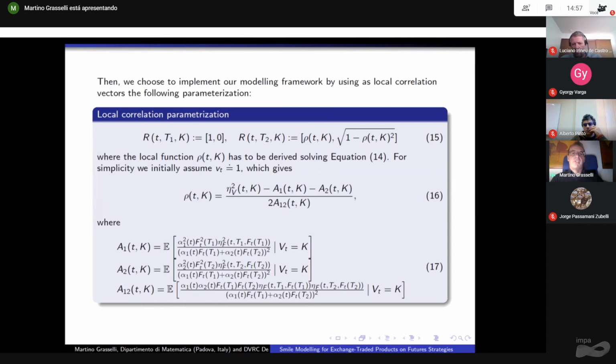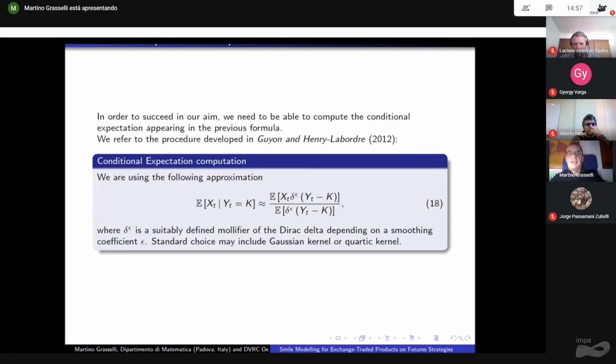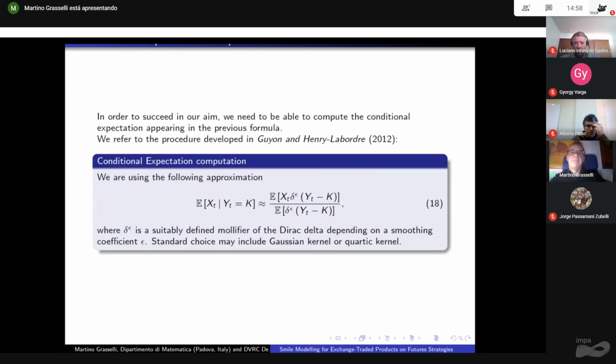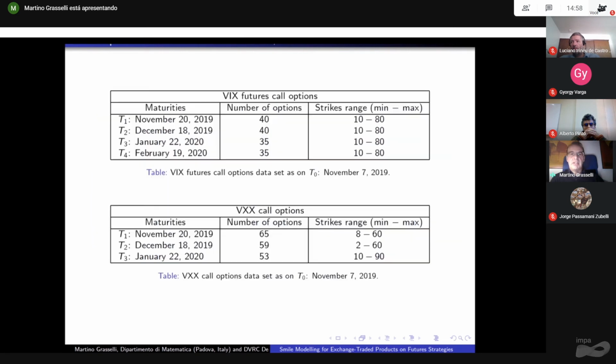This is the challenge. And just to mention, since this expression involves many computations of conditional expectations, we follow the approach of Julien Guyon and Henri Labordère in order to compute the conditional expectation. But this is quite a standard routine nowadays. And we look at, in the remaining minute I have, what happens in terms of the performance on the market. So we took a book of options.